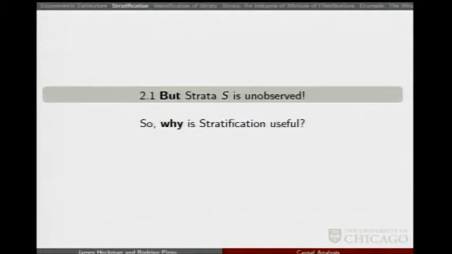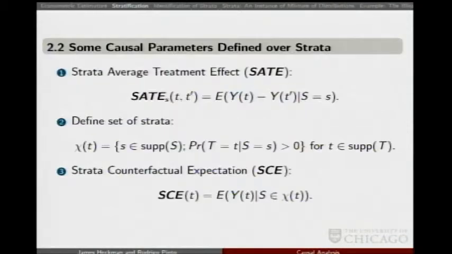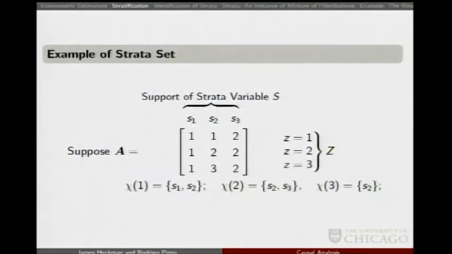But the problem with strata is that they're unobserved. So all of this is a nice idea. If I could observe V, I could match and I'd be home free. So why is stratification useful? Well, if I had the strata, I could identify a bunch of treatment effects within the strata, obviously. And what I could do is then talk about the support and where the strata are being defined. The strata are being defined for those values of S that actually have positive support for some values of T, okay? And I can construct a series of counterfactual outcomes.